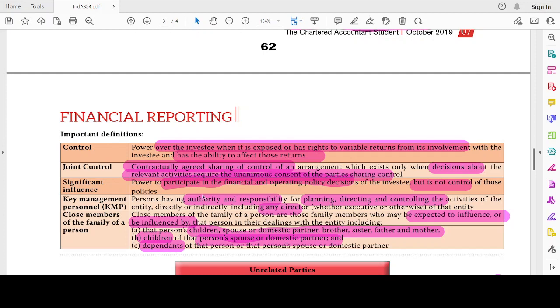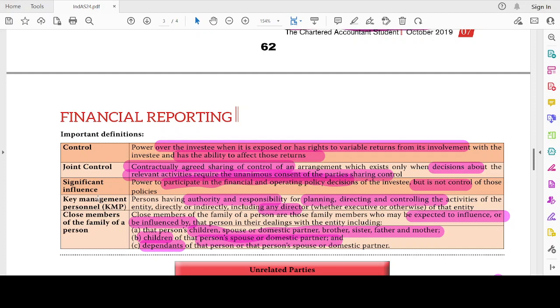Significant influence, power to participate in the financial and operational decision making of the investee, but not control of the policies. Simply speaking, if I can make just day-to-day decisions, then I'm having a significant influence. KMP, persons having authority and responsibility for PDC, that is planning, directing, and controlling the activities of the entity directly or indirectly, including any director. KMP includes any director, whether executive or otherwise.